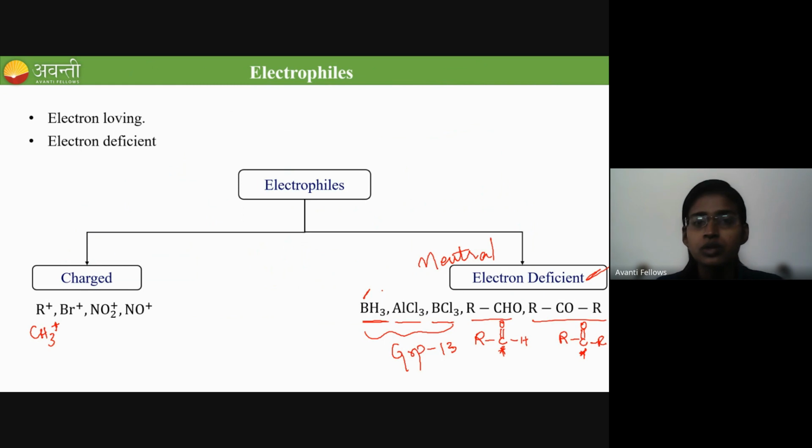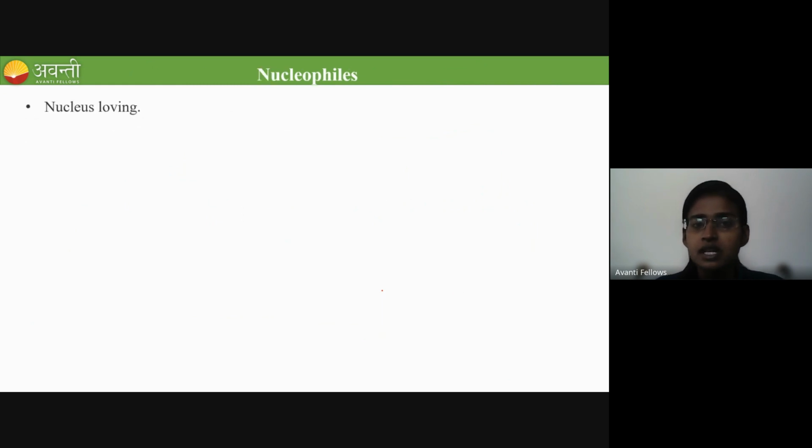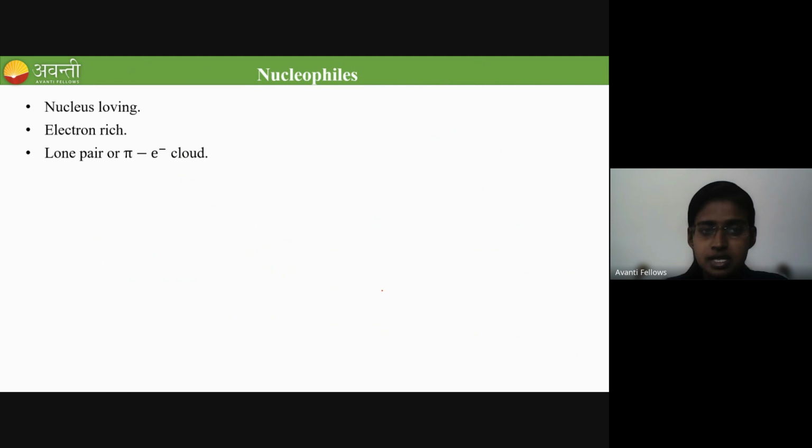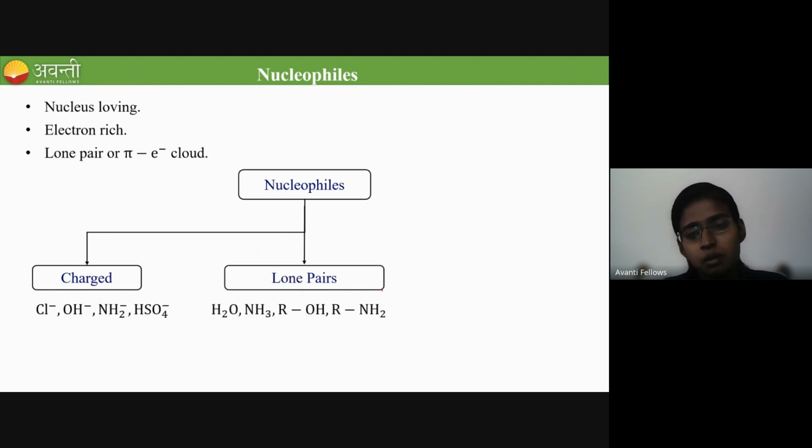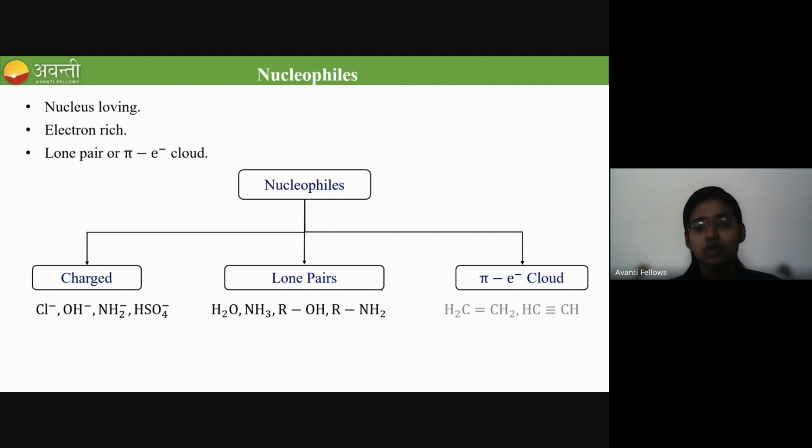Then coming to nucleophiles, nucleus loving species are called nucleophiles, and they are electron rich also. A lone pair or pi electron cloud will be there for nucleophiles. Let's see some examples. Nucleophiles are classified into charged nucleophiles, lone pair containing nucleophiles, and pi electron cloud containing nucleophiles. So three categories come under nucleophiles.